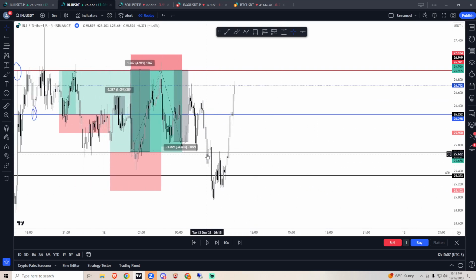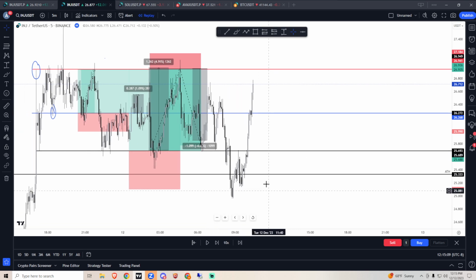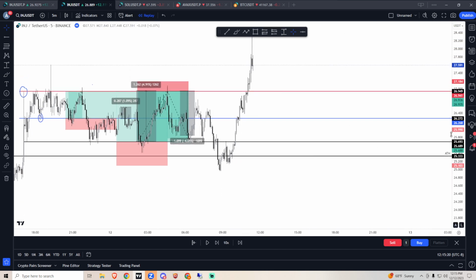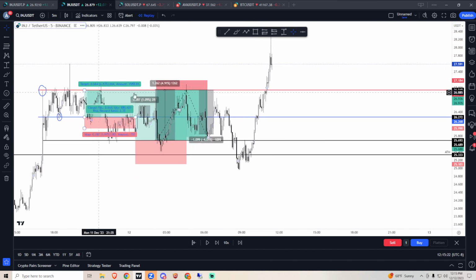So if you would have taken this one again, you would have been stopped out. Now, here we had a deviation. We reclaimed range lows once that candle closed above, right? It was a reclaim. That's where you would have longed. This is what I was talking about.